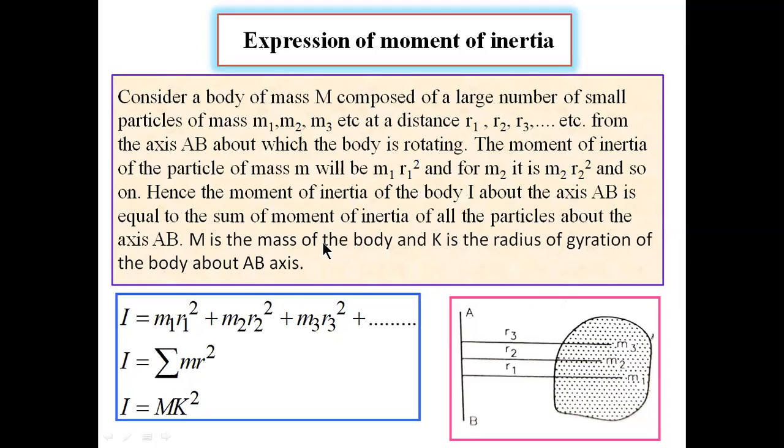So if m is the mass of the body and k is the radius of gyration of the body about the AB axis, then we can write, I'm describing what is a radius of gyration later, I equal to m1 r1 square plus m2 r2 square plus m3 r3 square plus so on. Now I equal to summation over m r square, and this equals the total mass capital M into k square. K is the radius of gyration.